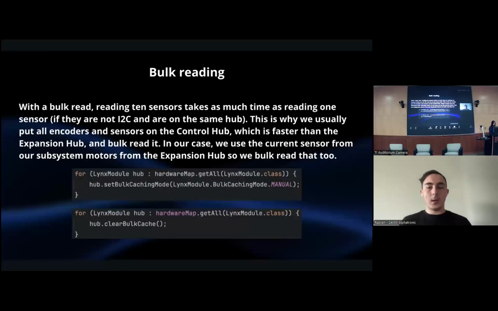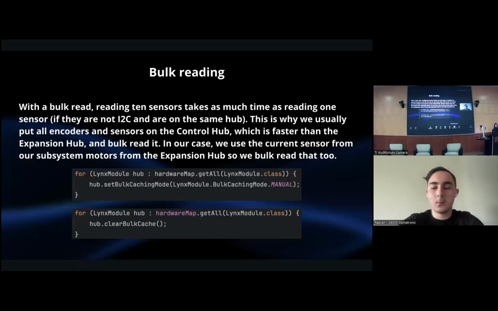You'll want to bulk read your hubs in order to have only one read for all sensors and not one per sensor, except I2C sensors. We use manual mode and clear the cache manually at the start of the loop. We have more control. We don't use auto because who knows when the bulk cache is cleared.